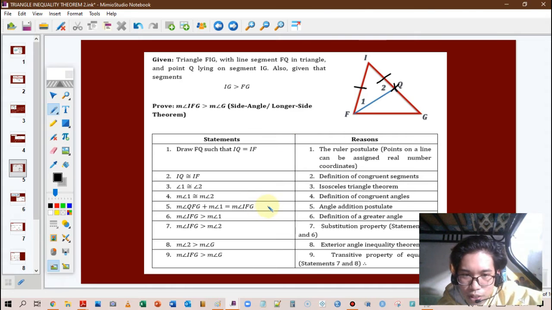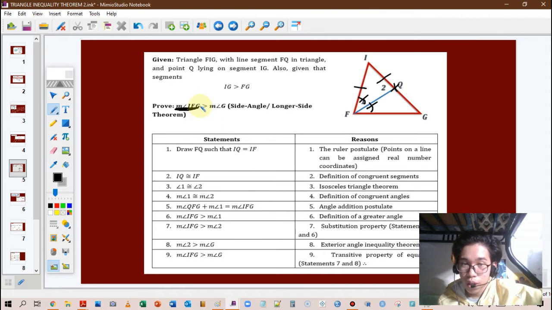And then for our fifth statement, we have here the measurement of angle QFG. So this angle plus the measurement of angle 1 is going to give us the measurement of angle IFG. Essentially, you would want to get the measurement of this angle because we're going to use that in our proof. And from our proof, we can say that it's going to be greater than the measurement of angle G. So therefore, the measurement of angle IFG is greater than the measurement of angle 1. That's the definition of a greater angle.